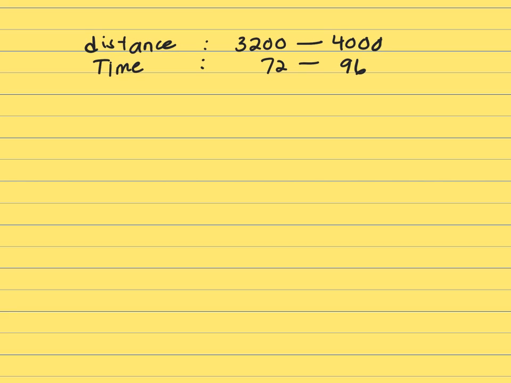All right, the birds travel 3,200 to 4,000 miles in a time of 72 to 96 hours. And we're asked to find select values for minimum, average speed, and maximum. Well, this is distance equals rate times time. And we're given a distance and we're given times. And they're asking us to find rates.